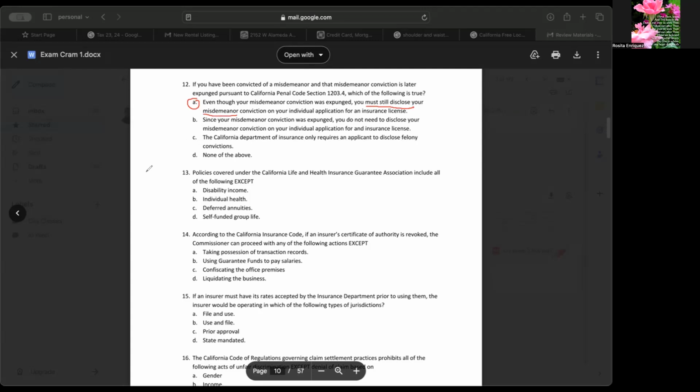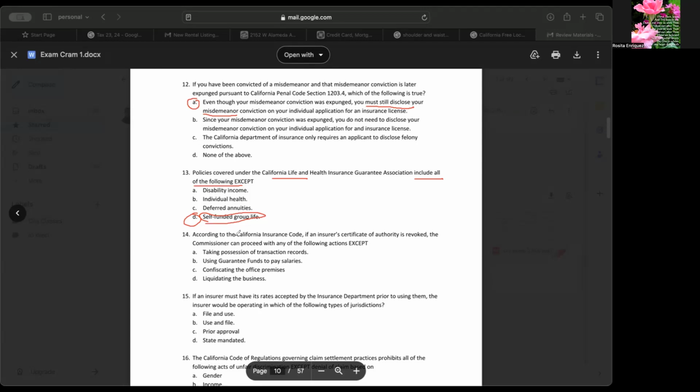Number 13. Policies covered under the California Life and Health Insurance Guarantee Association include all of the following except the answer is this: self-funded group life. Self-funded group life. So those are not covered. Those are not included. The self-funded group life.